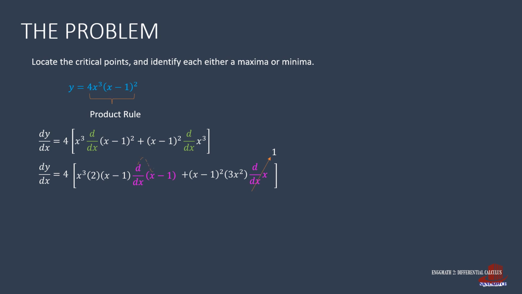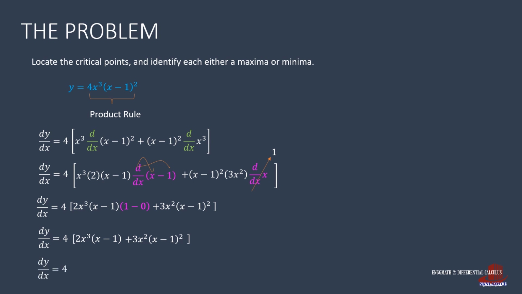We then distribute d over dx among x and negative 1, where d of x with respect to x is 1, and the derivative of constant is 0. This simplifies the function. The equation then is further reduced into 4 times 2x cubed with the binomial x minus 1 plus 3x squared times the square of x minus 1. Expand the terms to take out groupings.